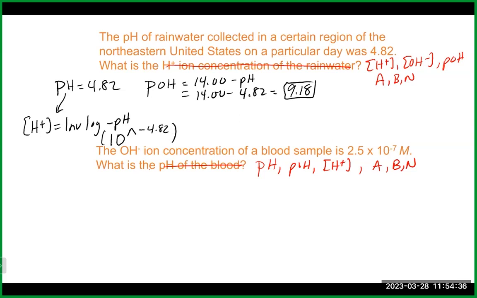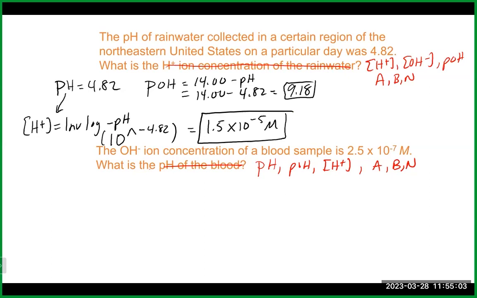If we do that on my calculator here, hit the right button, negative 4.82, we're going to end up with, we'll call it 1.5 times 10 to negative 5, if I counted those zeros right. We do need a molarity there as it is a concentration, so it should have units.